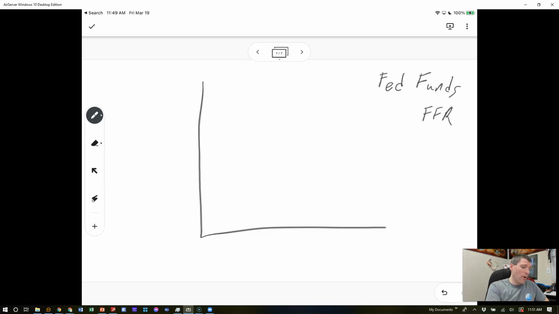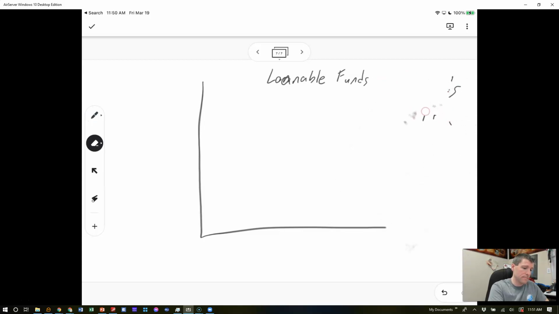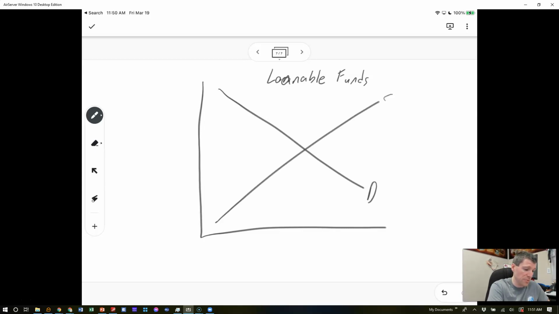Okay, now how that works out, why it is that open market operations, especially in adjusting the money supply, can affect interest rates, is because of the loanable funds market. Okay, this is the loanable funds graph. Think of loanable funds as really what it sounds like: the demand for loanable funds and the supply of loanable funds. Just a supply and demand graph.